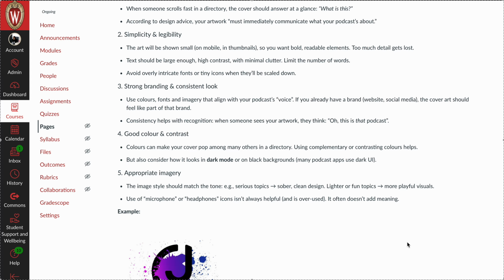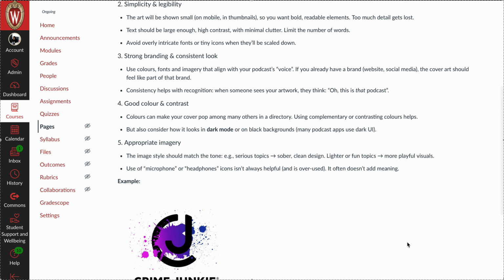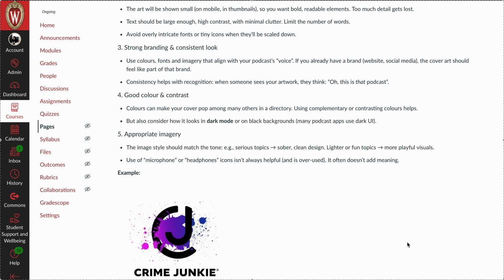Podcast cover art tends to be simple and legible. So the art will be shown, typically when you're thinking of a normal podcast, on a small mobile thumbnail. So you want bold, relatable elements. You don't want too much detail to get lost. Your text should be large enough, high contrast, minimal clutter.